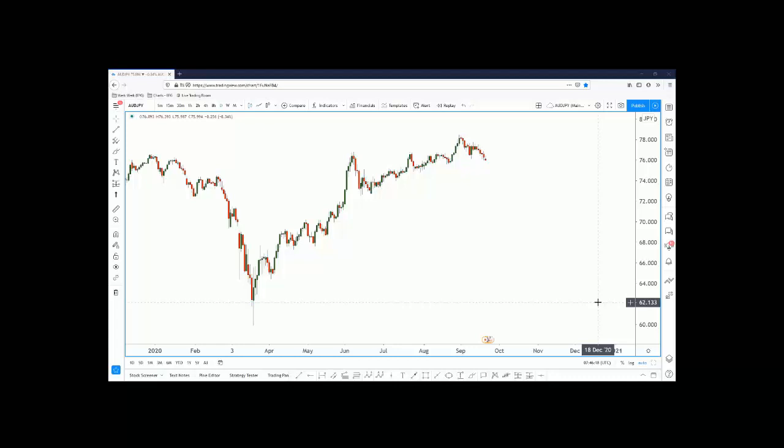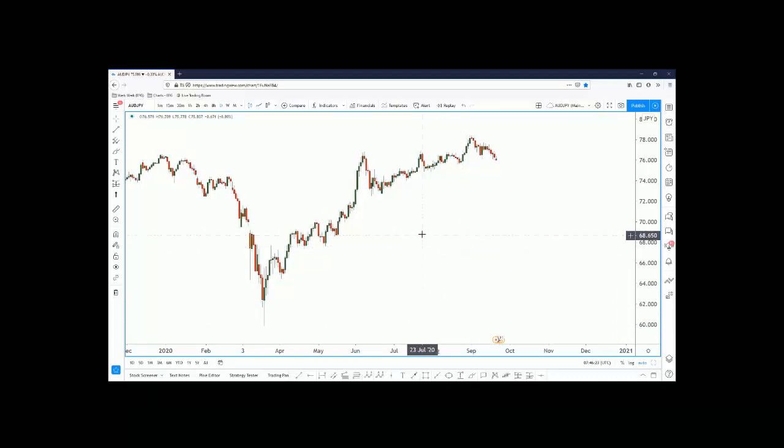Hi everyone, welcome back to today's trade of the day, and for today's trade of the day we will be looking at our Aussie yen. What I have here is the Aussie yen on the daily chart.